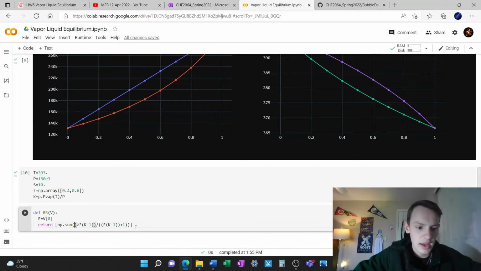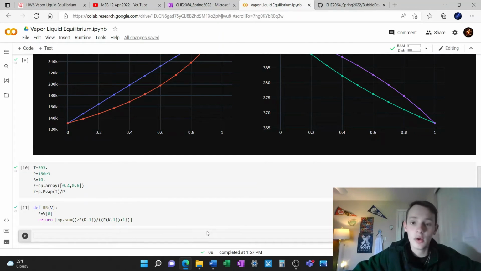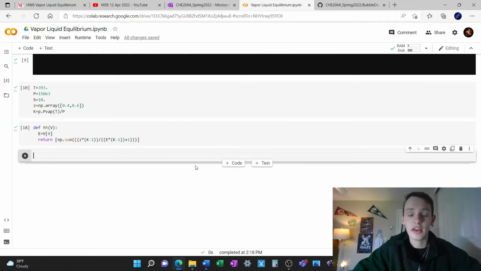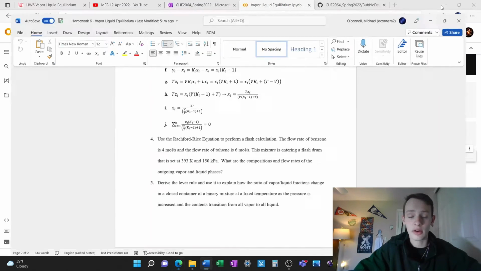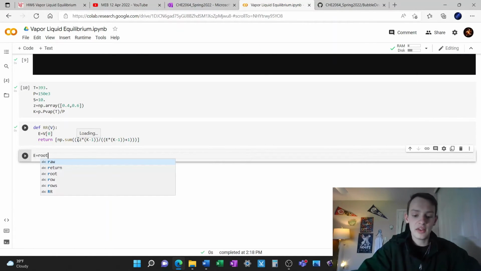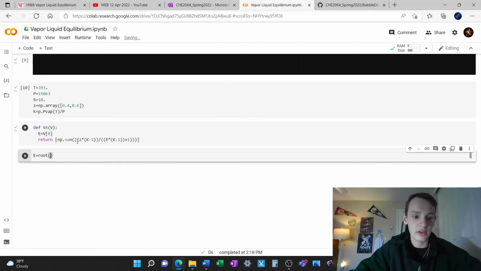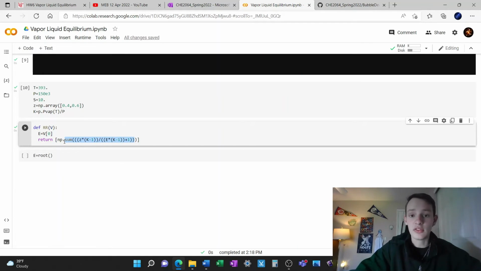So now we have our array, and we are ready to go and use the root solver to actually find our unknowns. There's only one unknown that we're trying to find in this situation, and that is E. E is equivalent to this quotient in our Ratchford-Rice equation, V over T, where V is the flow rate that is exiting in the vapor phase from our flash drum, and T is the flow rate of the mixture entering our flash drum. So effectively, E is equal to the mole fraction in the vapor phase. So the root solver is going to adjust those E values until this sum is equal to 0.